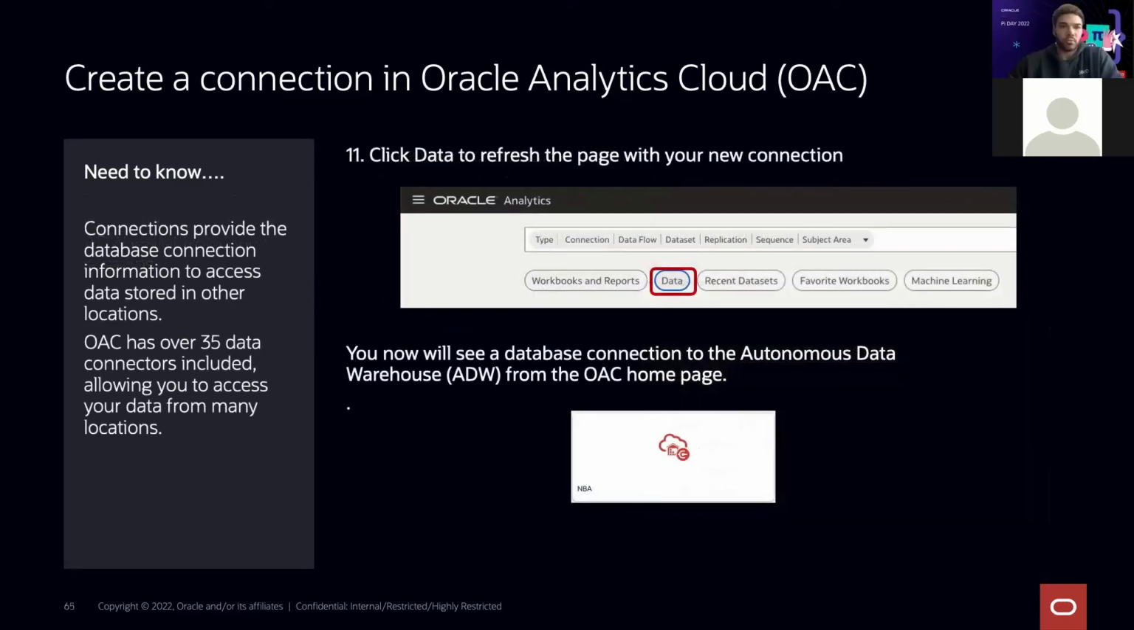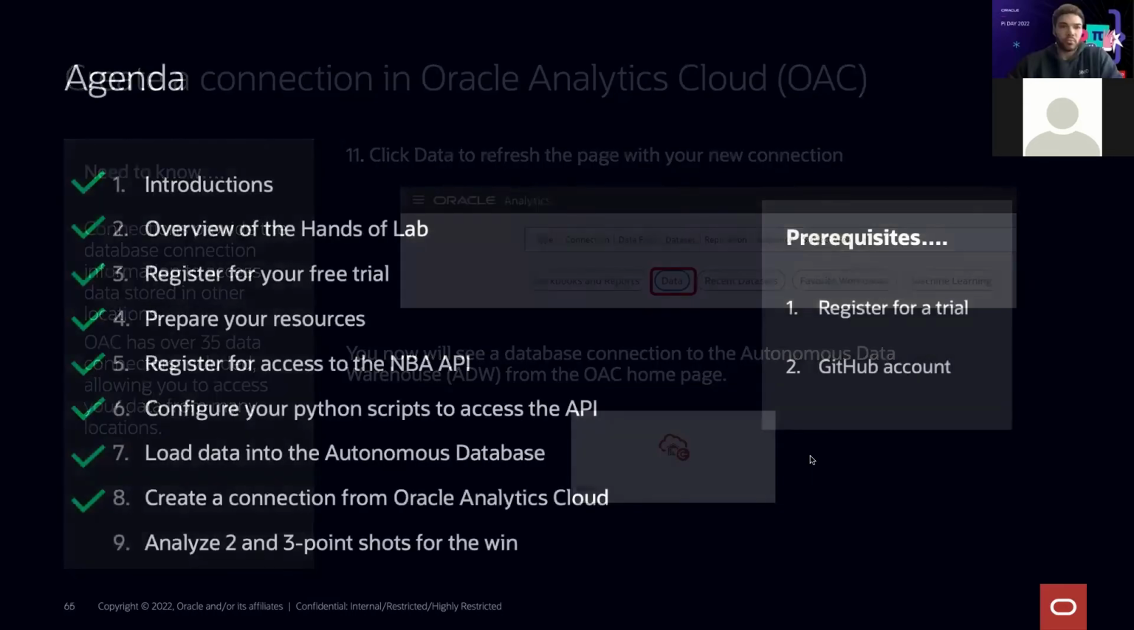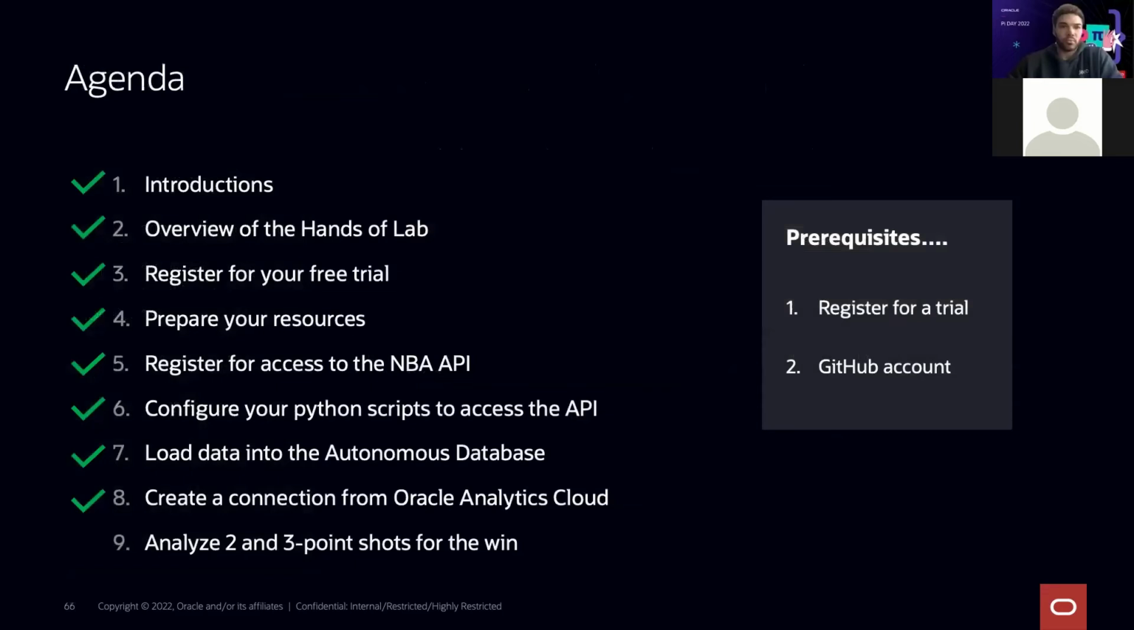And now we have a data connection. We have access to reach that data that's coming in on the pipeline from our API through the data science notebook. When you click data, it's going to refresh your page and you're going to see that connection. You'll see it has a little icon over the database letting you know it's a connection and not a data set. So you'll go ahead and click the MBA connection and that's there.